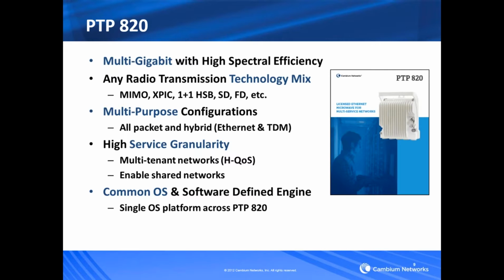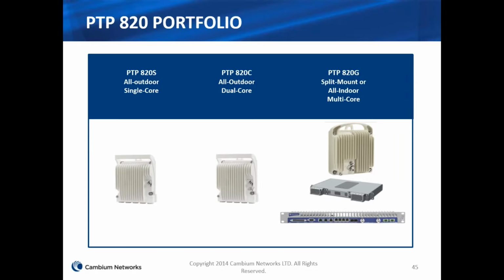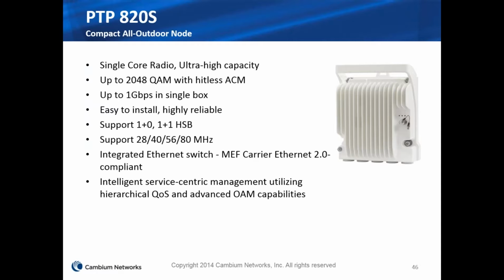Next slide, Colin. The 820C that we're talking about here is 2 1 gig cores in one box. So it is incredibly small. So we're trying to minimize the cost of what you would have to lease if you're going to lease a tower. Next slide. We have multiple options for you. Once again, with cost in mind, we have an 820S, which is a 1 gig radio. Once again, the 2048 QAM, up to 1 gig in a single box. Next slide.